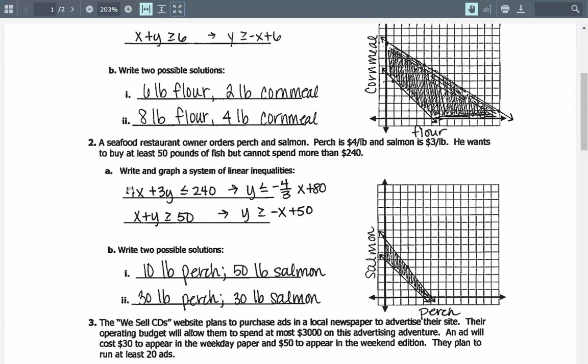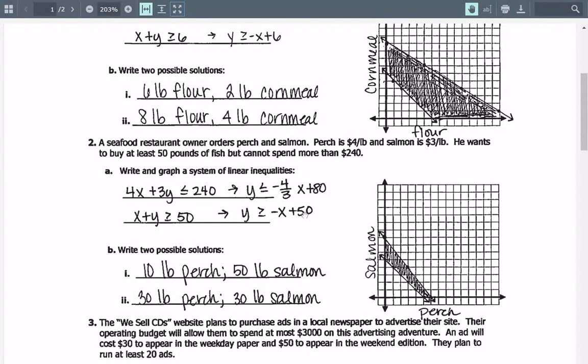All right, so $4 per pound of perch, 4X, plus $3 per pound of salmon, 3Y, and we cannot spend more than $240, so we need to spend less than or equal to $240. If you rearrange that into slope-intercept form, we have that version here. The second equation is about the pounds of fish that we need. The pounds of perch, X, plus the pounds of salmon, Y, needs to be at least 50, greater than or equal to 50. And so we have that changed into slope-intercept form for graphing.